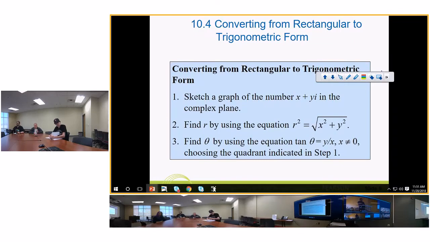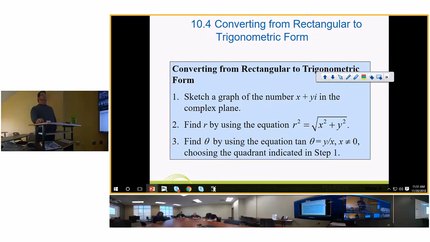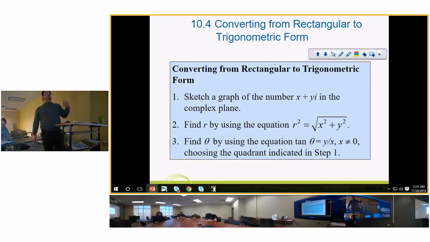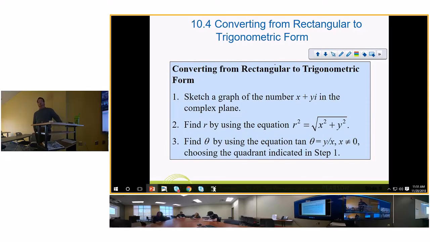There we go. Converting from rectangular form, this is the easy one. This is the one I always like to do. I always wanted these on the test. All right? Draw a graph, find your R, find your theta, plug and chug. So here we go. I'll leave that for you so you can write it down. Sketch a graph. Hubert's told us to do that a lot. Sketch a graph. Get used to those free body diagrams.